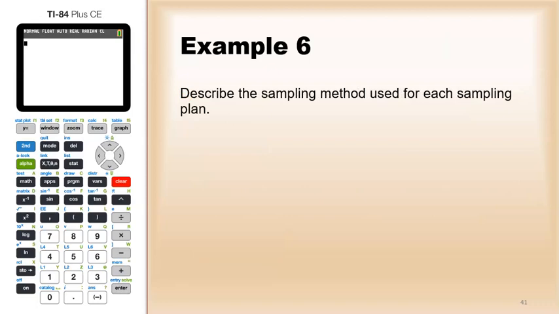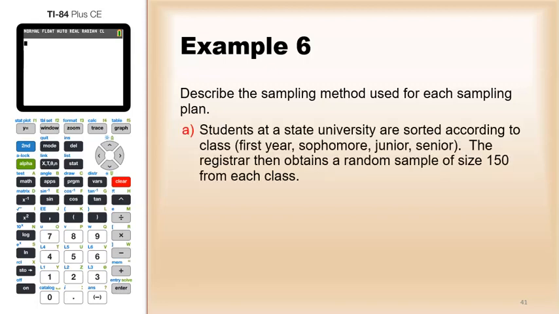All right, a couple more. Describe the sampling method used for each of the following sampling plans. Students at a state university are sorted according to class: first year, sophomore, junior, senior. The registrar then obtains a random sample of size 150 from each class. So again, if you're sampling from each and every group or class, that would be stratified.